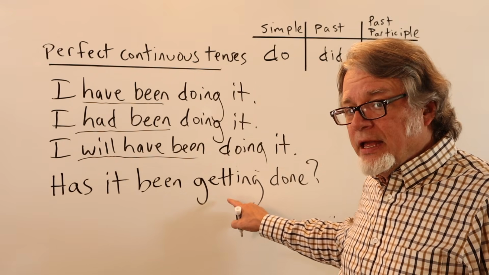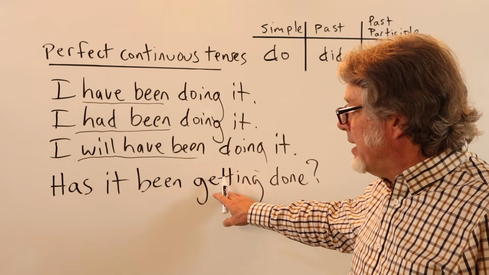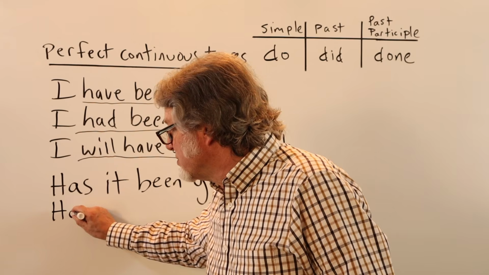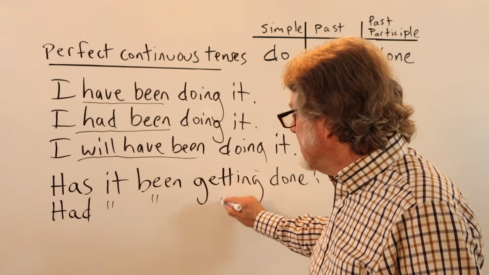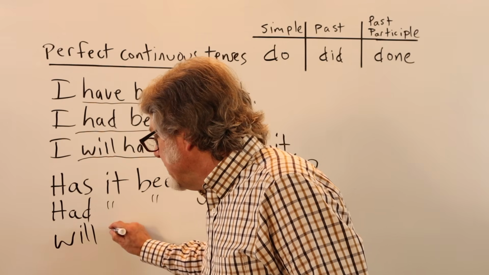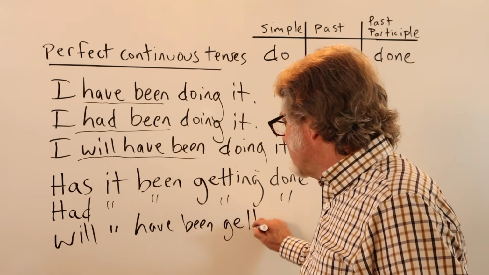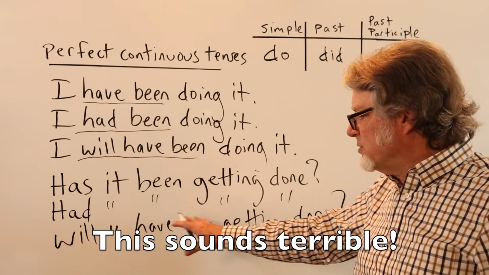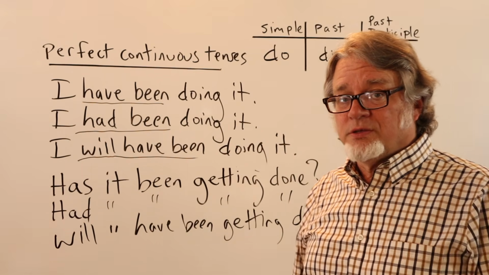We could not say, has it been being done? But again, we can substitute the verb get for the verb be. Has it been getting done? Or in the past perfect continuous passive voice, had it been getting done? And then for the future, will it, and then have been, and just the same. Will it have been getting done? And this sounds terrible, so I don't recommend it. But that's all of the verb tenses in the passive voice.